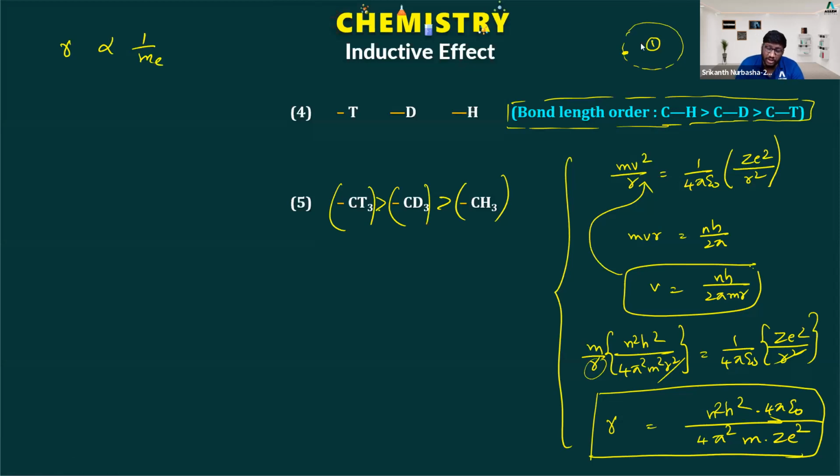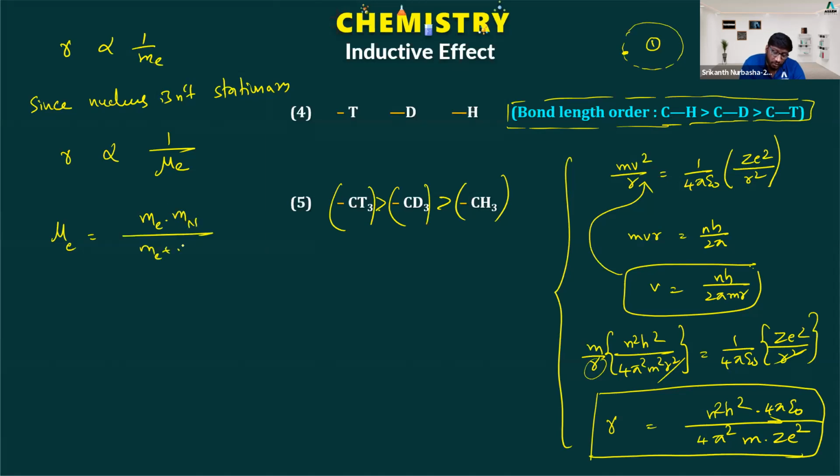The nucleus also has some motion, since it is not completely stationary. So instead of the mass of the electron, what do you have to consider? The radius of the orbit in which the electron is revolving should be inversely proportional to the reduced mass of the electron. Reduced mass of the electron is equal to mass of electron times mass of nucleus divided by mass of electron plus mass of nucleus.